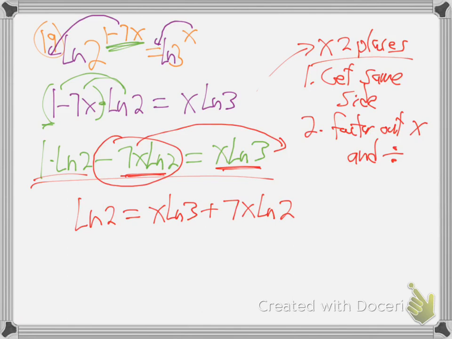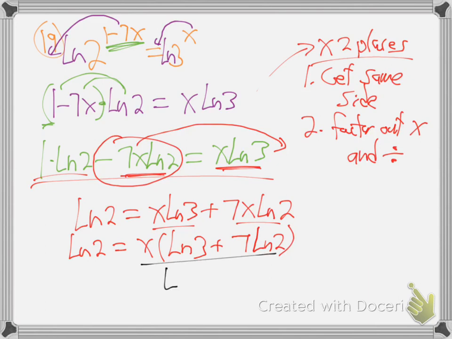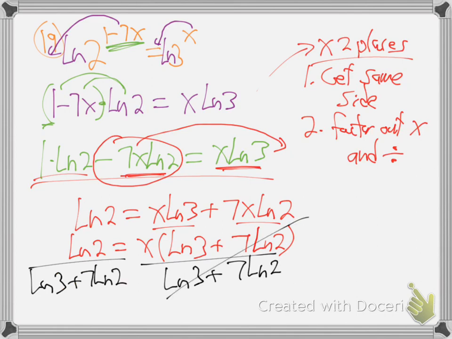Are we good so far? See how the 2 x terms are on the same side now? Now we factor out the x. That's how you get it alone, you see? See how that isolates it? Get them on the same side. And then we just divide by that whole big ugly ln 3 plus 7 ln 2 thing. Boom. x is alone. Can you get the decimal on your calculator there?